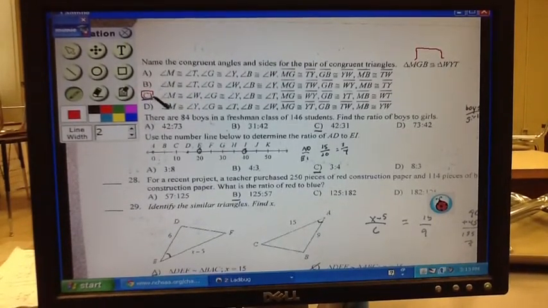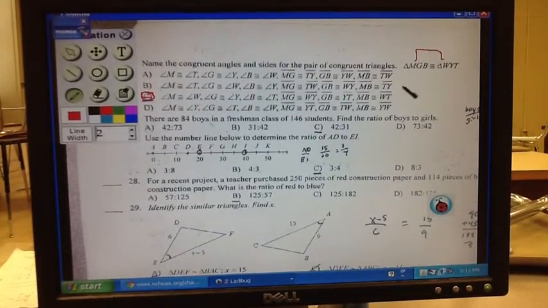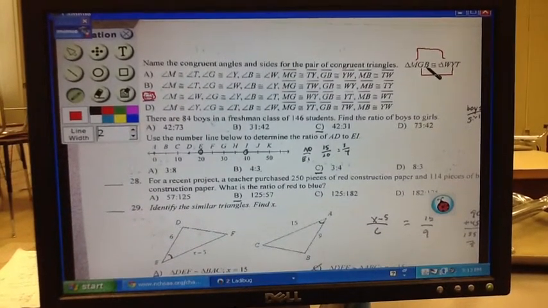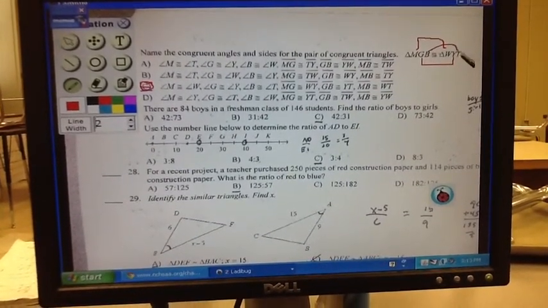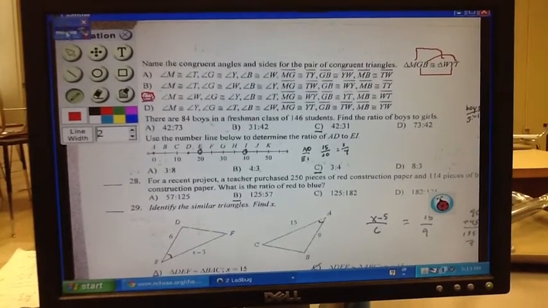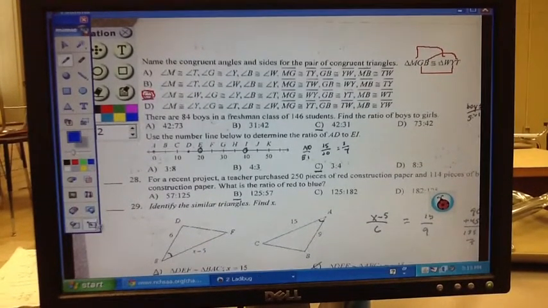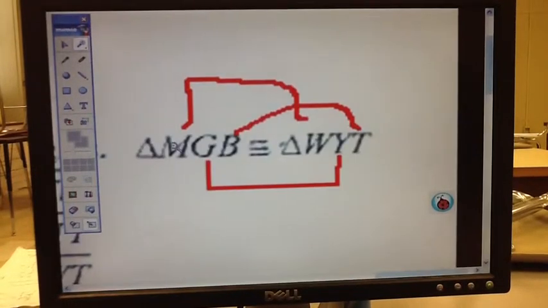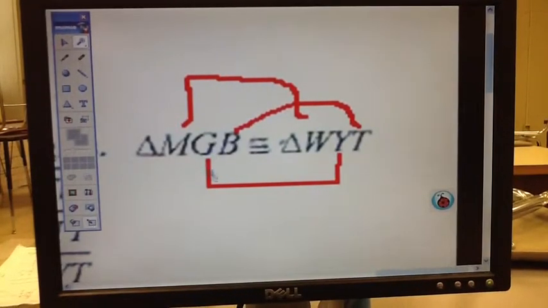Oh my gosh, we can stop right there. C is going to be our answer. It's the only one with M to W. Okay, remember the first equals the first, the second equals the second, and the third equals the third. Let me zoom in on that, make sure you got it. First equals the first, second equals the second, and third equals the third.